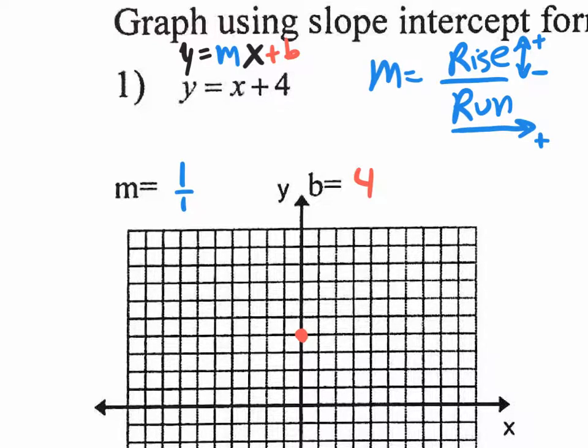Okay. So when we look at this point and we know it goes up 1 over 1, we're going to go up 1 because it's positive. If it were negative, we'd be going down 1. But we're going up 1 because the slope is positive. We're going to go over 1, and we're going to put a dot right there.